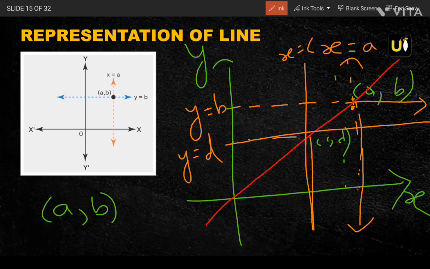Okay, this point is on the line, and the slope of the line is m. Then what is the equation of the line? y minus y1 is equal to m into x minus x1.